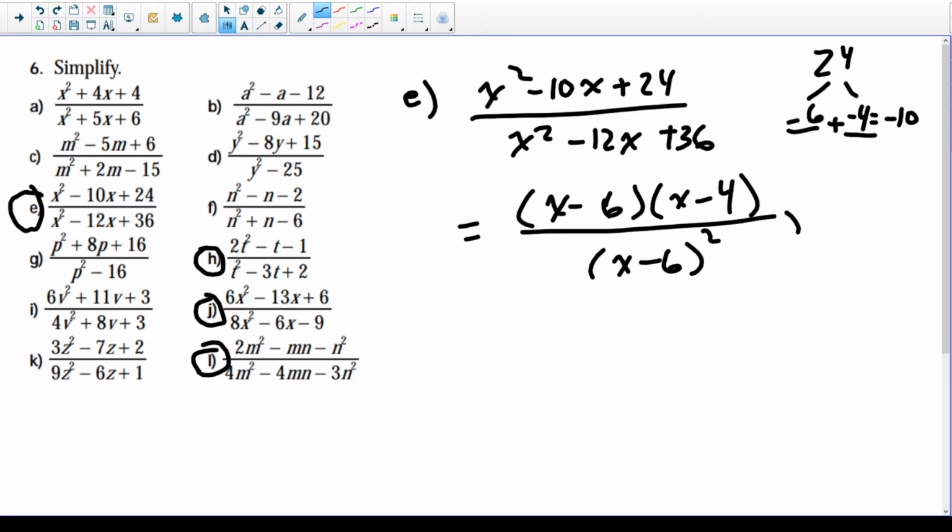All right, so stating our restrictions, what value can x not be equal to? X cannot be equal to 6 as our restriction. And now, because we do have things that cancel at the top and the bottom, only one of the x minus 6's is going to cancel from the bottom. Remember that x minus 6 squared means there's two brackets there. It's x minus 6 times x minus 6. So you're just canceling out one of the brackets. And therefore, we end up with x minus 4 over x minus 6.